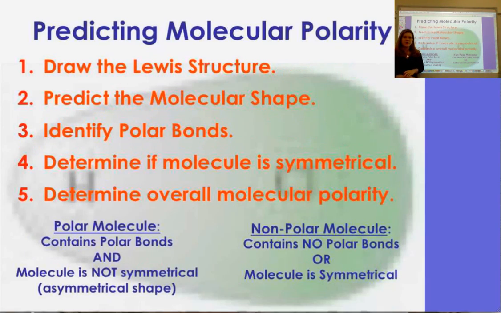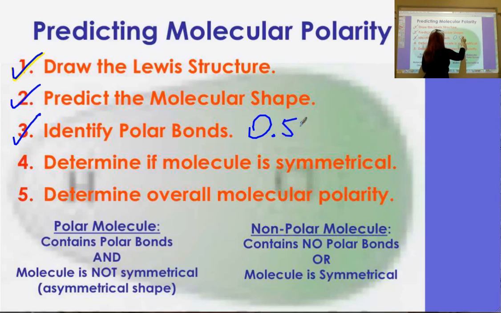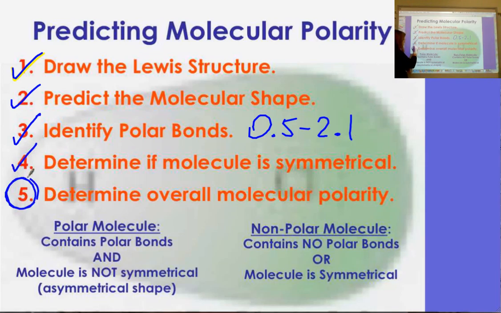So here's your how-to list again, step by step. In order to predict if something's polar, you always have to draw the Lewis structure. Drawing the Lewis structure, predicting the shape, we already did that. Identify polar bonds, again, between 0.5 and 2.1. Then you have to determine if it's symmetrical to finally, overall, determine if the molecule is polar or not.